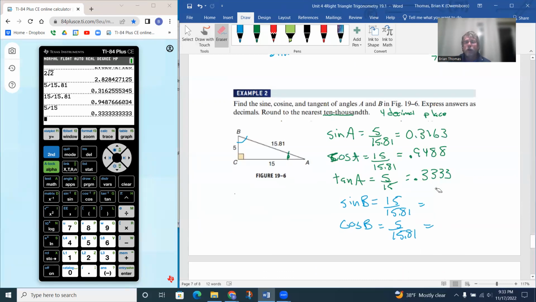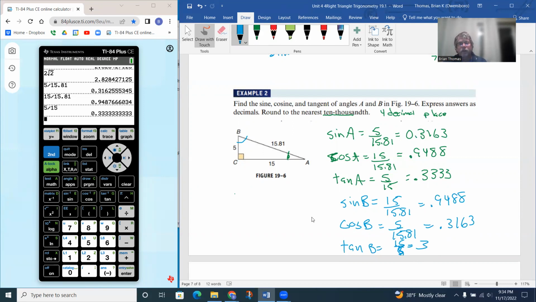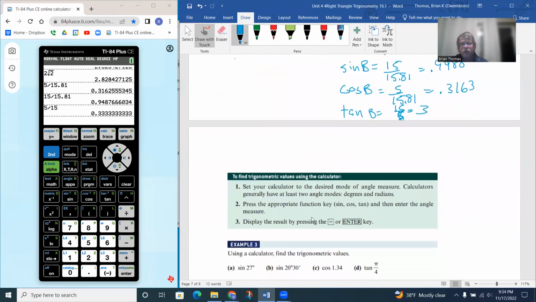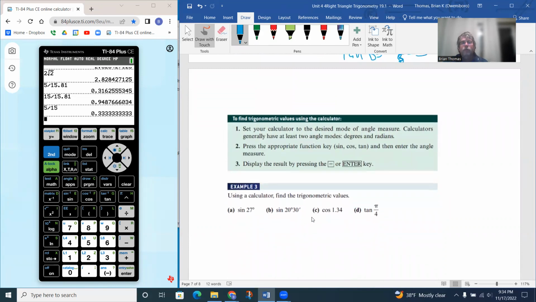So 15 over 15.81 is actually 0.9488. And then the 5 over 15.81 is 0.3163. And then the tangent of B is going to be the 15 over the 5, which is just 15 over 5, which would be 3. So that'd be our ratios there as needed. So we have these special ratios that come into play with trigonometry that helps us solve a lot of problems here.